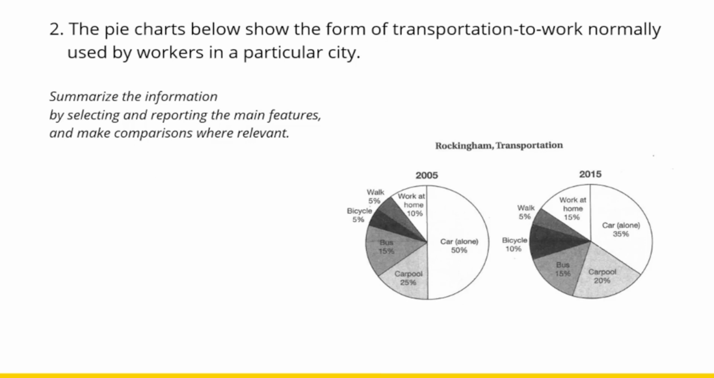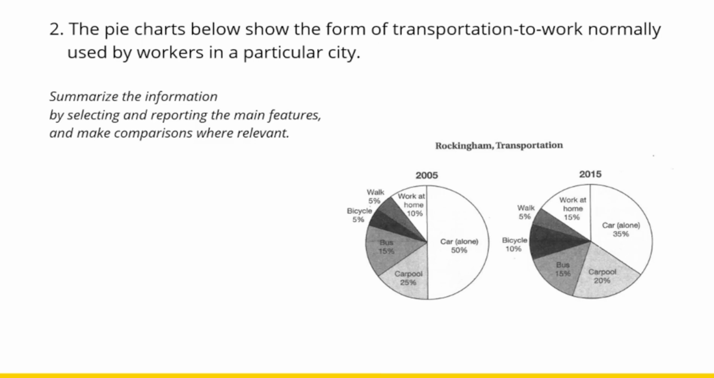And as you see on the slide, we have 2 different pie charts that represent different years, 2005 and 2015. So before analyzing your pie chart, make sure you read your topic carefully and understand the main idea of these pie charts. So the topic always contains the most important details, so make sure you read it. Let's take a look now, and I'll read it. The pie charts below show a form of transportation to work normally used by workers in a particular city.